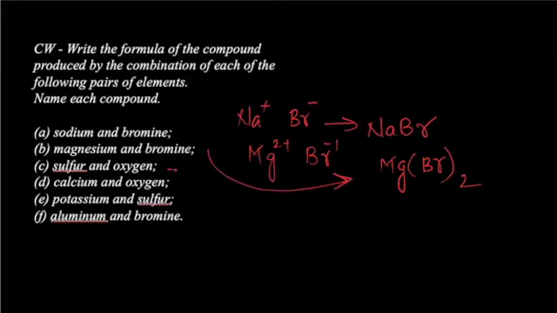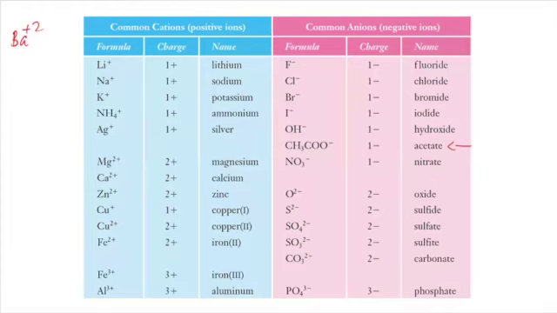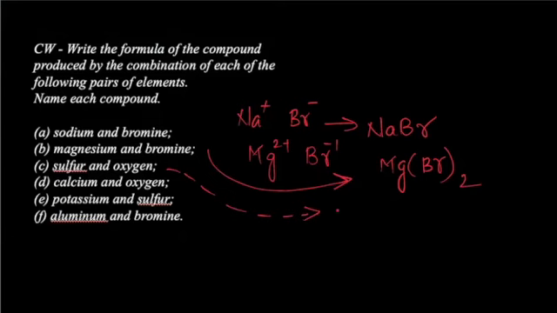Now we have sulfur and oxygen. Will they combine? Oxide is -2 and sulfide is? Sulfide is again -2, no? So both of them are anions, so they will not combine. You understand? So no compound will be formed here. Sulfur and oxygen, no compound.